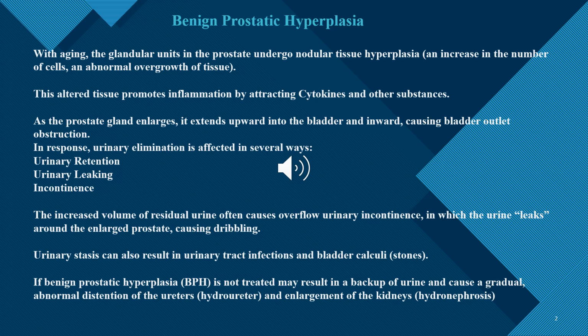Urinary stasis can also result in urinary tract infection and bladder calculi, stones. If BPH is not treated, it might result in backup of urine and cause gradual abnormal distension of the ureters, hydroureter, and enlargement of the kidneys, hydronephrosis.